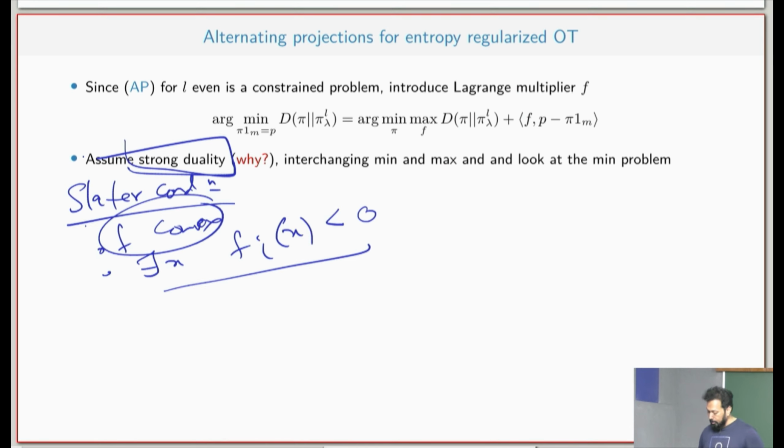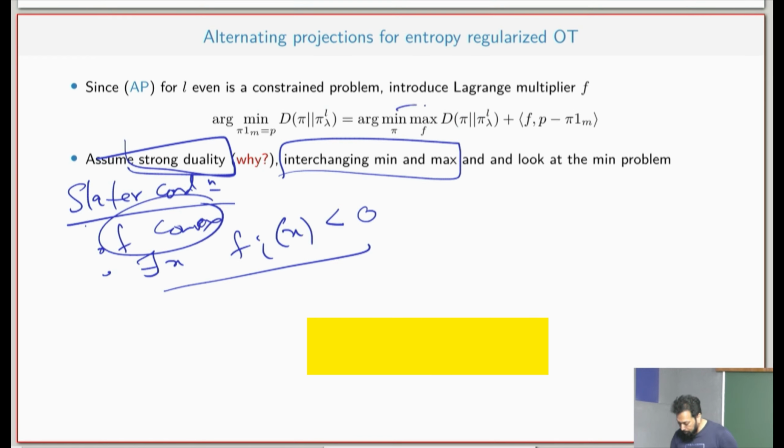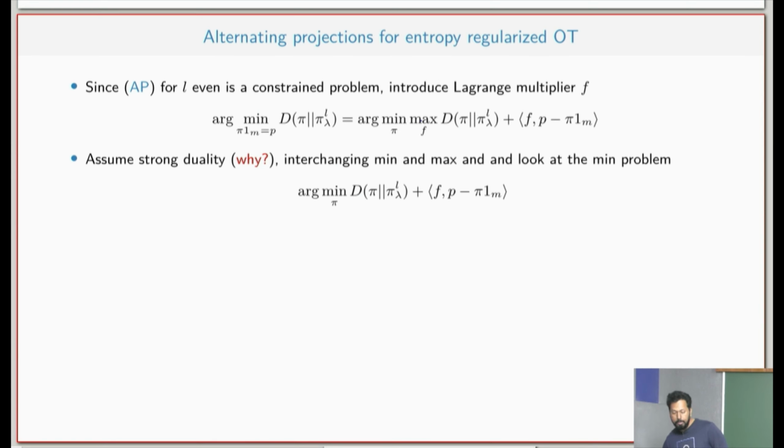Now we also saw before that if strong duality holds, then we can interchange min and max. And we will now put the min here. Okay, that's what we will do. We will interchange that. So then after interchanging, we only look at the min one. Okay, so let us say you move this guy here and forget about the max for the moment. Just look at the min one. Okay, so then we are looking at the min problem.